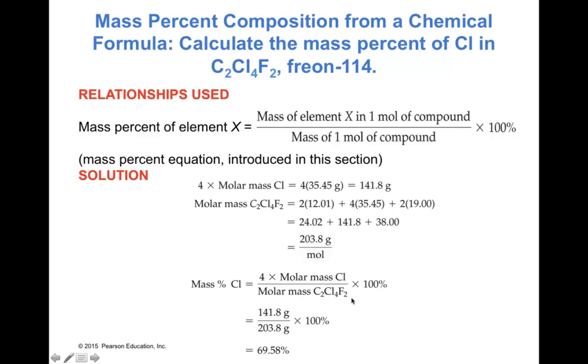If we would like to determine the percent of fluorine, it will be the molar mass of fluorine times 2. And then you put that product here, divided by this amount, because it's the same compound. So you need to use the same molar mass of the compound times 100. And that will give you the mass percent of the fluorine.